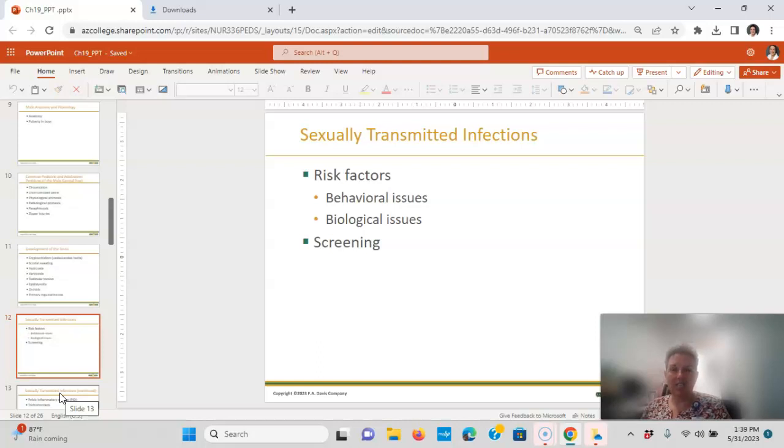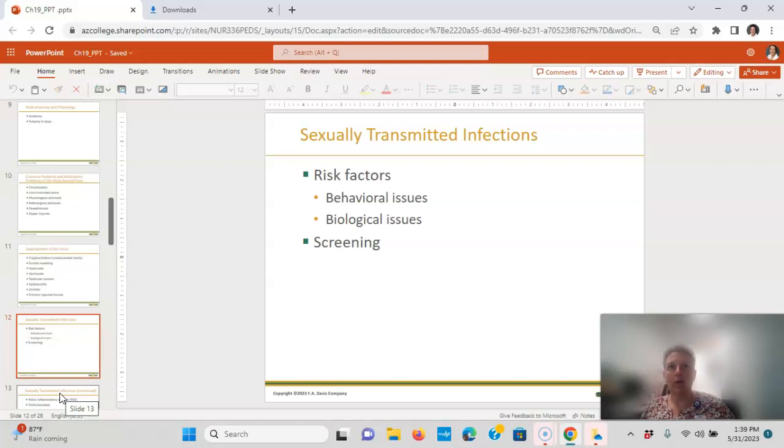Think about this. Most STDs are going to be retransmitted, so you have to treat the partner. STIs are one of those things that are reportable because it affects other people. You cannot say, oh, I'm not going to tell anybody. I won't report this. This is reportable to the state. We need to track these things.